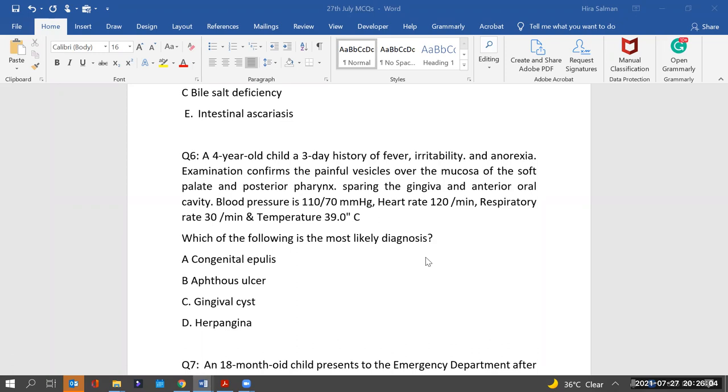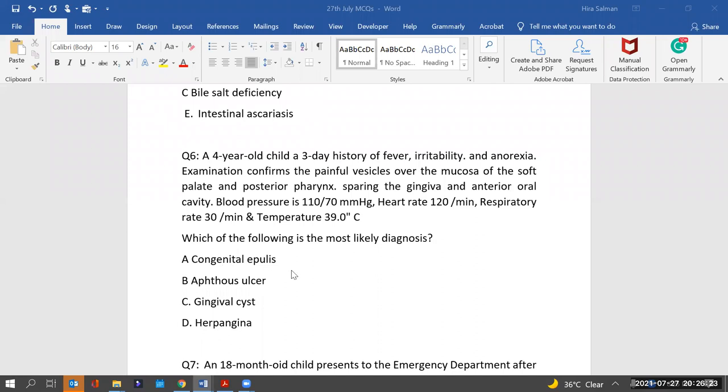So what do you think it can be if the child who is 4 years old is presenting with multiple vesicles, especially over the posterior pharynx and palate, associated with fever? The rest is not involved. Only the posterior pharynx and palate is involved. So which of the following is the most likely diagnosis?